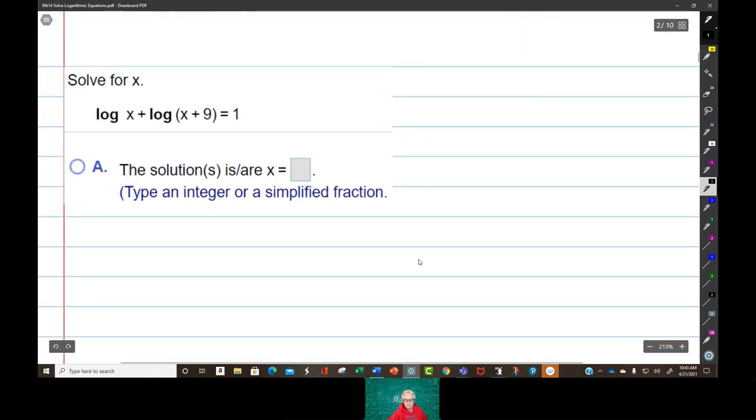Now we're getting harder. Look at that plus sign. That means we've got to use the product rule. But first, we've got to check each of these arguments. We have two arguments here. We have an x and we have an x plus 9. Both of these are going to have to be greater than zero. X is greater than zero, x plus 9 is greater than zero. So solve this for x, minus 9, minus 9. X is greater than negative 9.